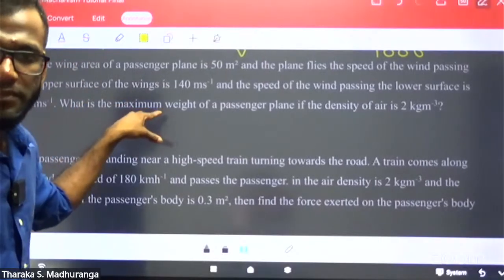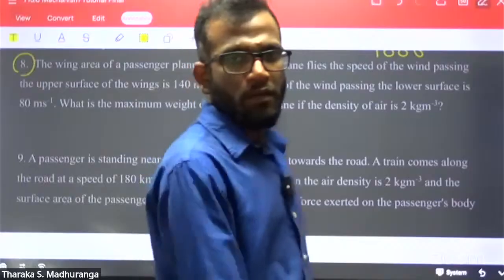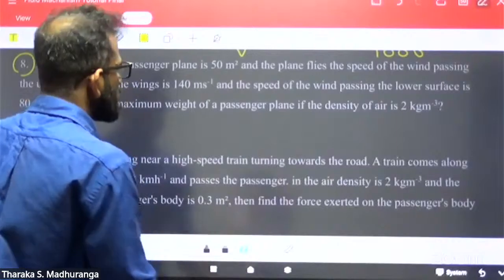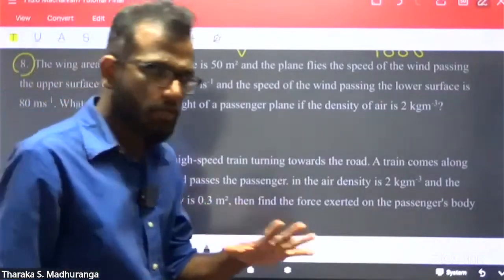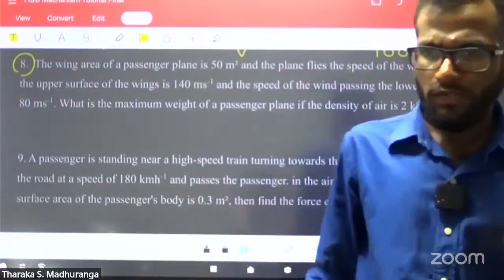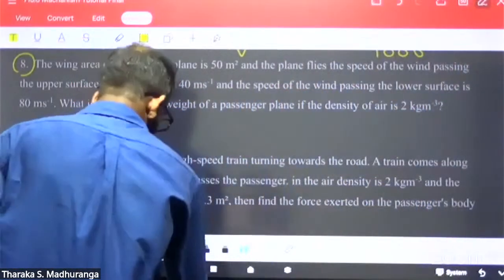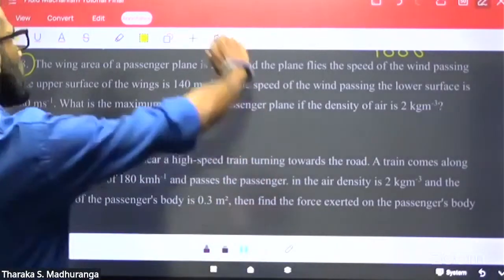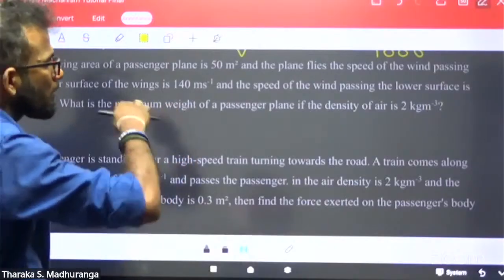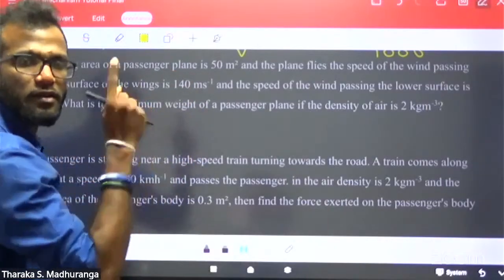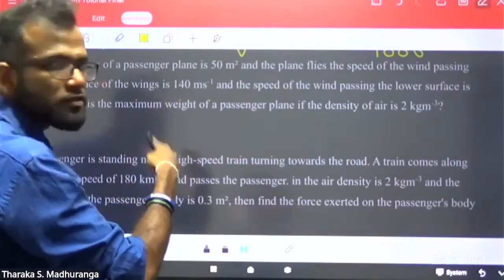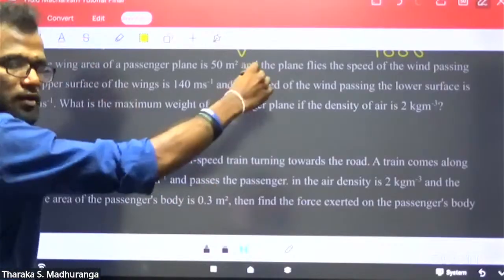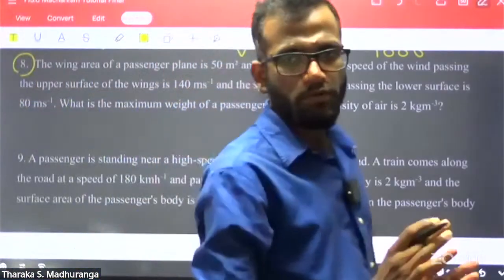Okay, come to this one. This is an airplane question as we discussed in the Bernoulli's theorem. Now, the Bernoulli's theorem we already discussed. If I give you 2 minutes, can you do this question? I will explain the first question, the airplane question, and I will give you the second question for you. Read the question carefully. They are very important questions.